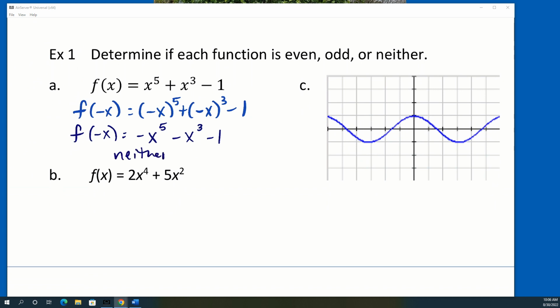There's tons of functions that are neither. Even and odd functions are special functions. Ton of them are neither. So if all the signs don't change, you can't say it's odd. Now, like I said, the more of these you practice, you're probably going to get to a point where you're going to kind of be able to recognize it. All right, let's check B.